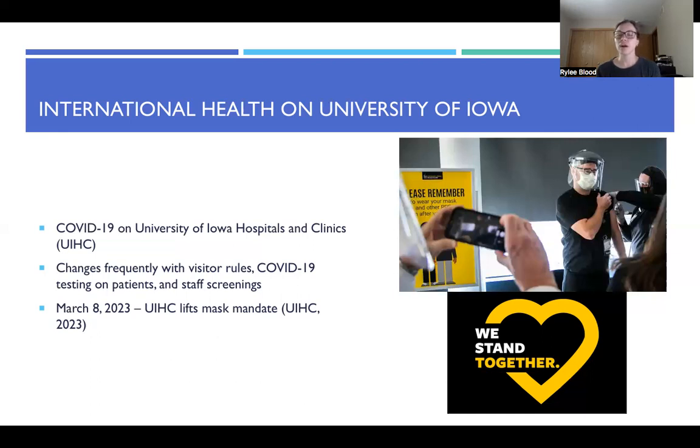So throughout the time of COVID in those 2 years, changes frequently occurred with visitor rules. How many people could come in? Could they have any visitors at all? Could visitors stay overnight in the hospital? This changed frequently. There were never the same rules within the hospital for, I would say, more than a few months. It was changing drastically and quickly. Also, testing of COVID-19 patients.